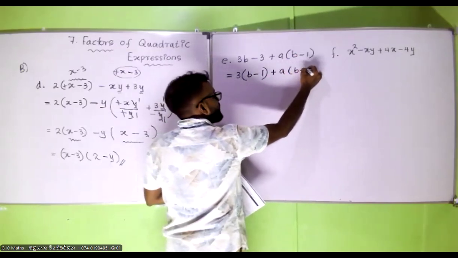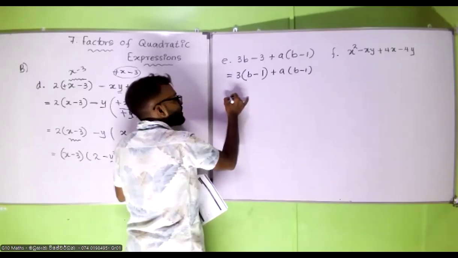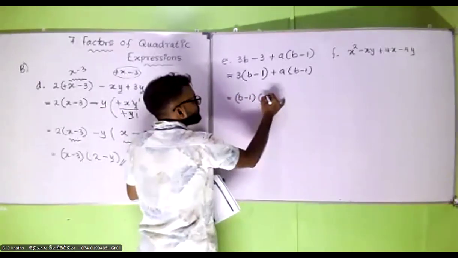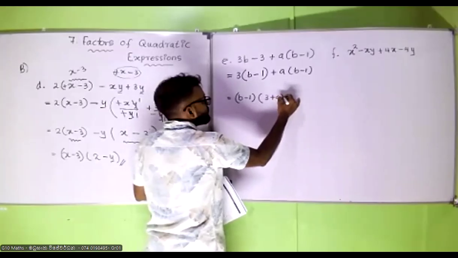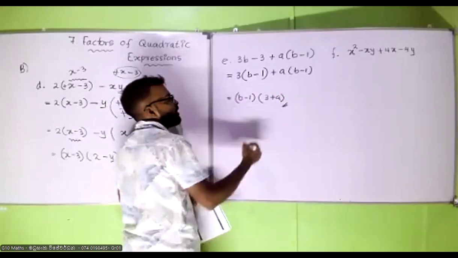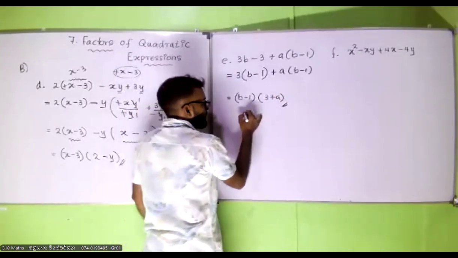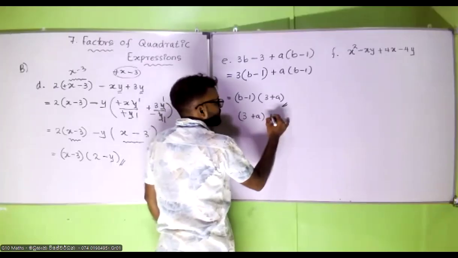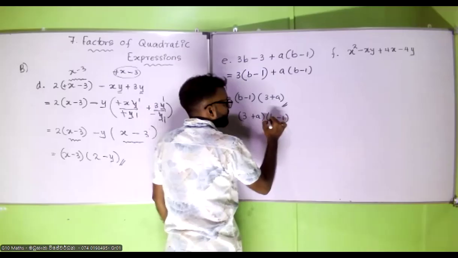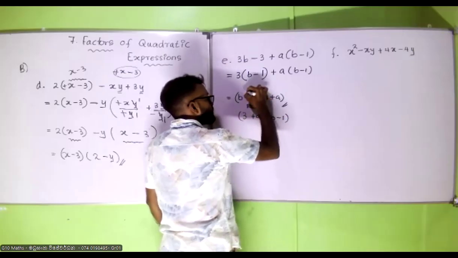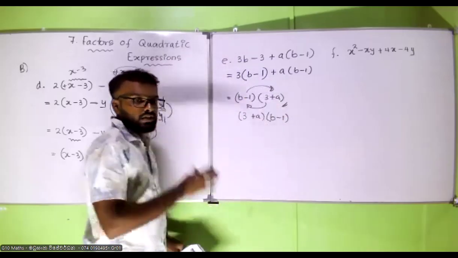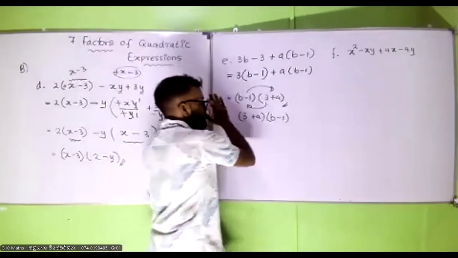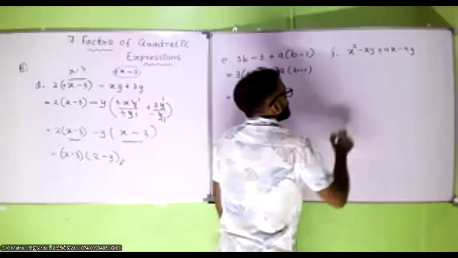Very easy. Take b minus 1 out. So this is 3 plus a. This should be the answer. Or else you can write 3 plus a, b minus 1. It doesn't matter if you change the two terms here. Same answer you will get. Correct? Right. So this one.